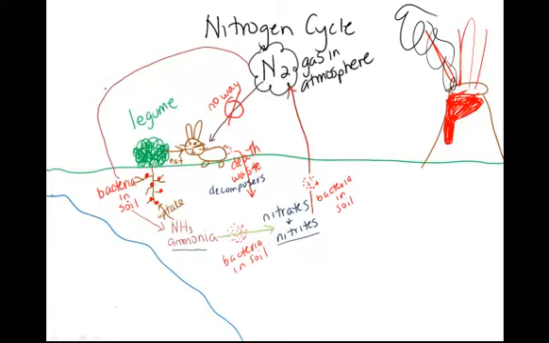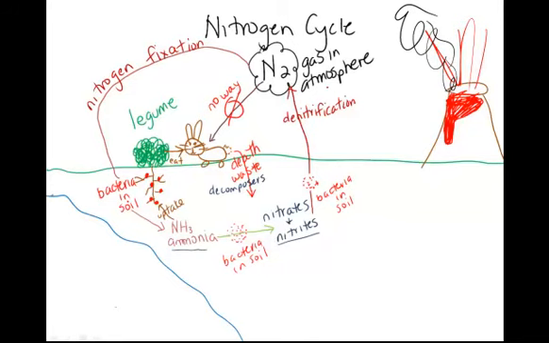This process of taking nitrogen gas and turning it into ammonia is called nitrogen fixation. We're fixing the nitrogen into a form that plants and other living things can use. And then returning it back to the atmosphere is called denitrification. We're undoing that nitrogen fixation. We're sending those molecules back as nitrogen gas.